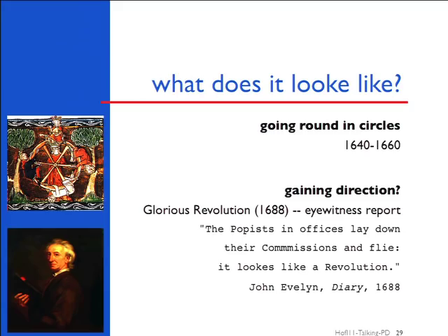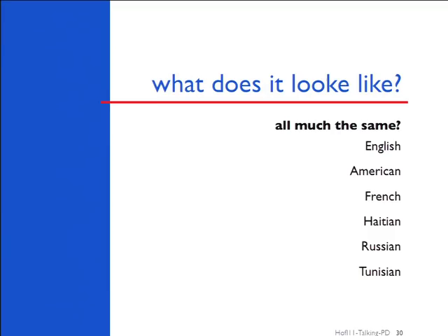So we're going to pick up on this notion of revolution. Not the first English notion, which is that circular one, but the later one, that revolutions start to push us forward, again a kind of evolutionary progressive model. So the question then is, we have a bunch of political revolutions. Do they all look more or less the same?